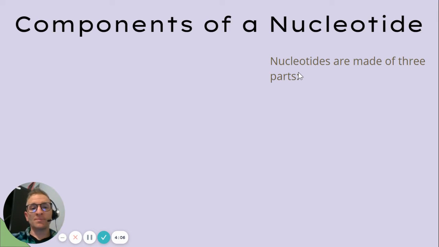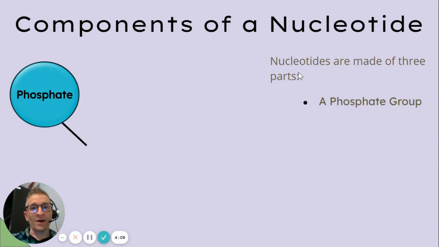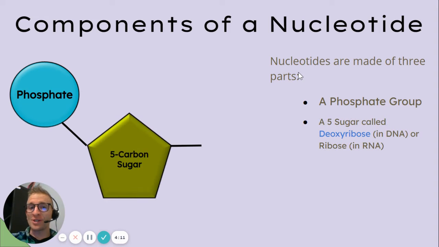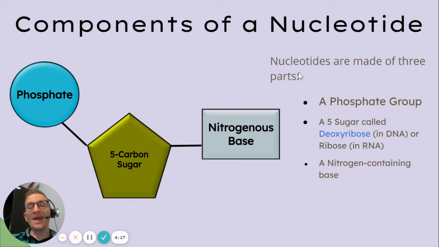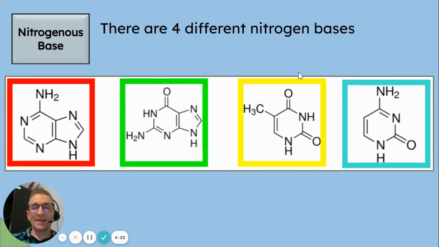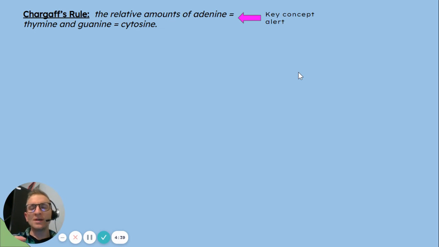There are three parts to a nucleotide: a phosphate, a 5-carbon sugar called deoxyribose, and a nitrogen-containing base. There are four different types of base. It could be any one of these types of bases to make a nucleotide: adenine, guanine, thymine, and cytosine. Now, those four bases make up the genetic code: A's, C's, T's, and G's.